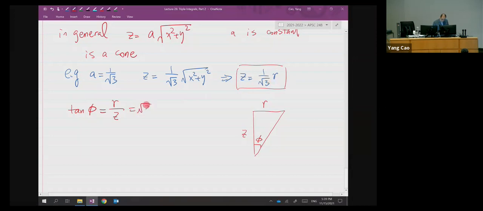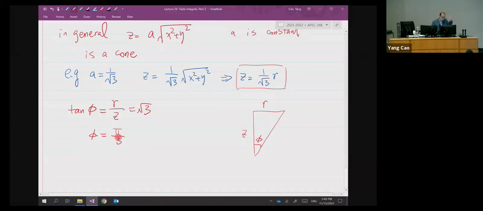Root 3, yes, right? So tan phi equals root 3. Use your trick knowledge, the phi angle has to be 60 degrees. So this is more than 45 now, right? Which means you change a from 1 to 1 over root 3, your cone is actually wider now. That makes sense? Yeah. So that's the effect of the A value on this cone's surface.